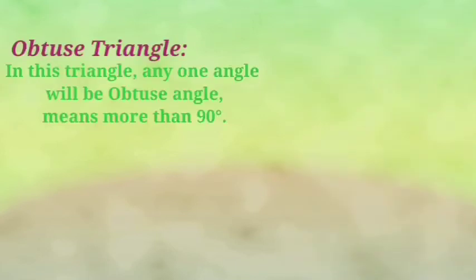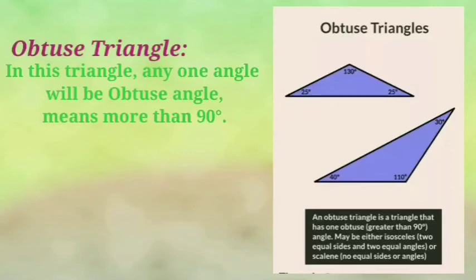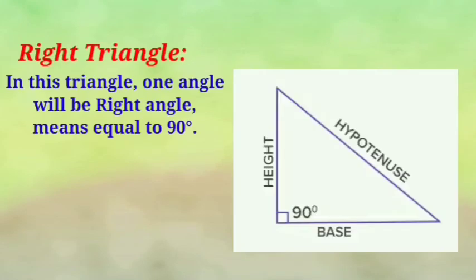The next triangle is the obtuse triangle. In this triangle, any one angle will be an obtuse angle, meaning more than 90 degrees. Next triangle is the right triangle, or else you can say right angle triangle. In this triangle, one angle will be a right angle, meaning equal to 90 degrees. This is a very important triangle.